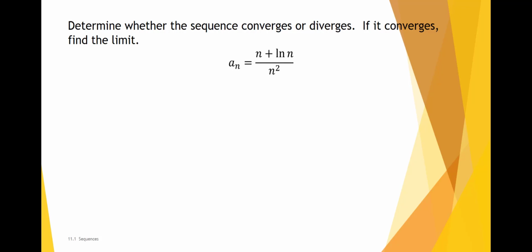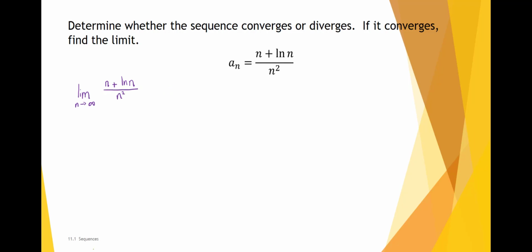In this problem, we want to determine whether the sequence converges or diverges, and if it converges, find the limit. Our sequence has the nth term defined by n plus natural log of n divided by n squared. So what we'd like to know is, does the limit, as n approaches infinity, of this term, n plus natural log of n divided by n squared, exist?